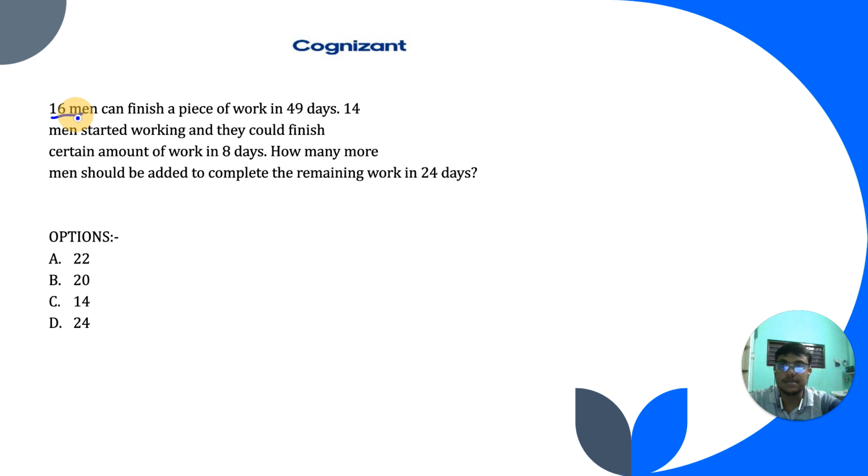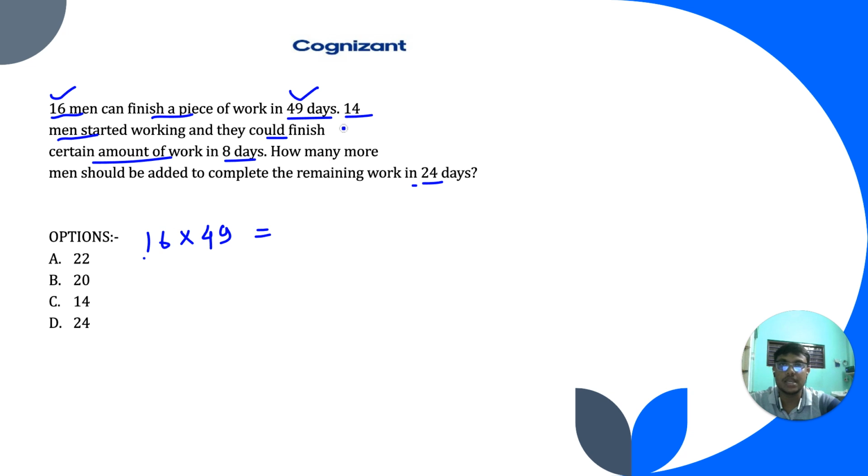So they say 16 men can finish a piece of work in 49 days. Okay. And 14 men started working and they could finish certain amount of work in 8 days. Okay. How many more men should be added to complete the work in 24 days? Okay. So at first, let's calculate the total man days or total work that can be done by 16 men in 49 days. So that would be equal to 16 into 49. This is the total work.